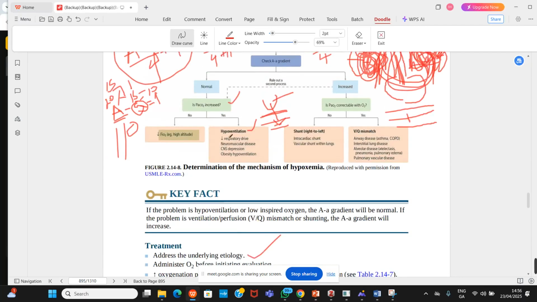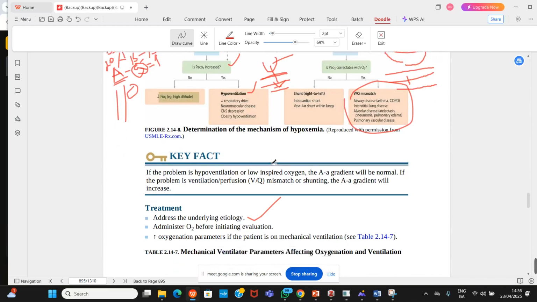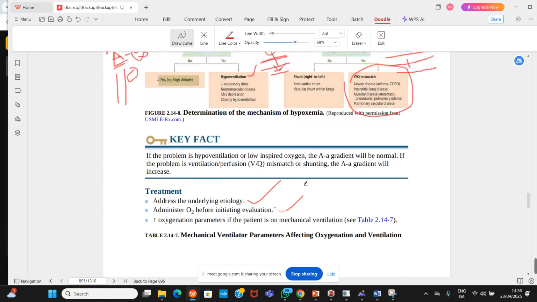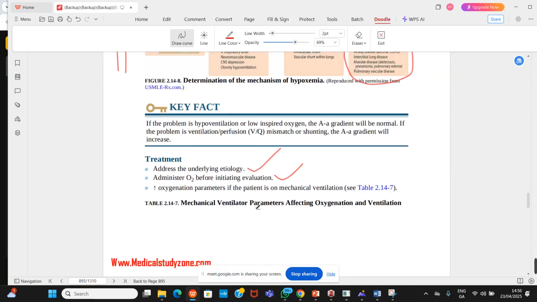So how do we treat? Just look for the underlying etiology by doing all these algorithms. So once you have done all these algorithms, if you get to VQ mismatch, try to do a chest X-ray. It's going to show you any one of these that is causing the problem. If you give oxygen and it's not working, you definitely know that you have to evaluate for a cardiac cause. Or you also do an X-ray. If it's going to be a massive atelectasis, you will see it on the X-ray and you know what to do next. Administer oxygen too, especially if the A-a gradient is increased.